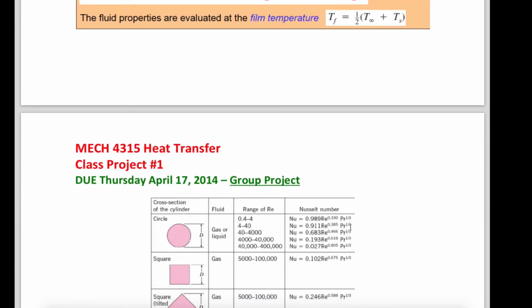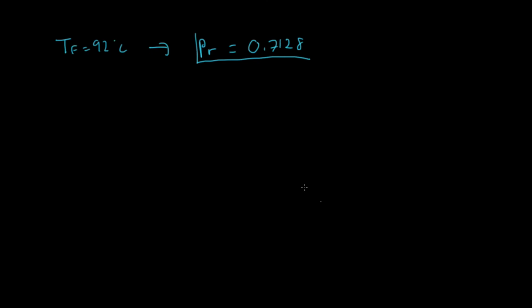which is going to be this one. So let's go ahead and write that one down. So our Nusselt number for a cylinder is equal to 0.683 times the Reynolds number to 0.466 times the Prandtl number to the 1/3. Sorry, 1/3. There we go.